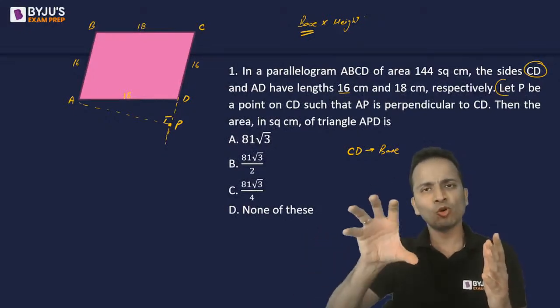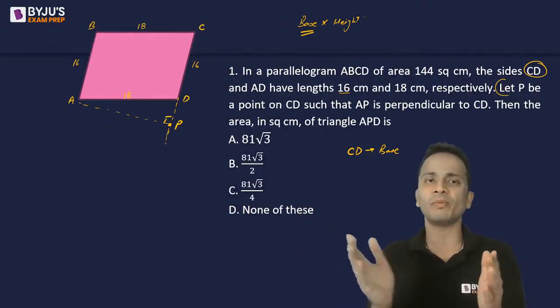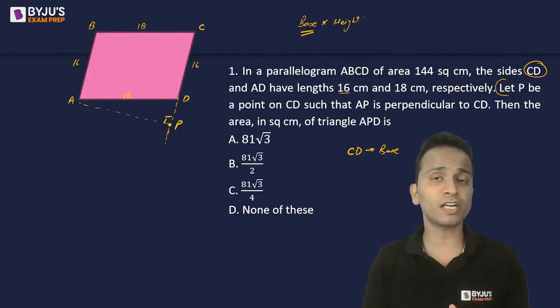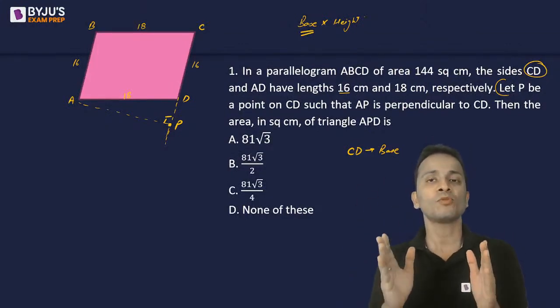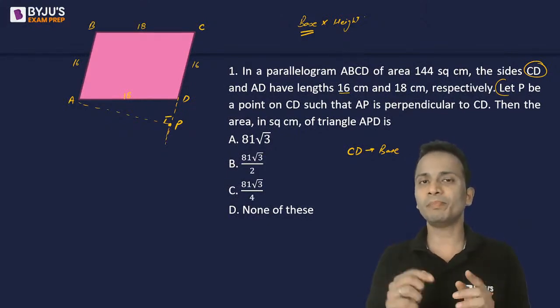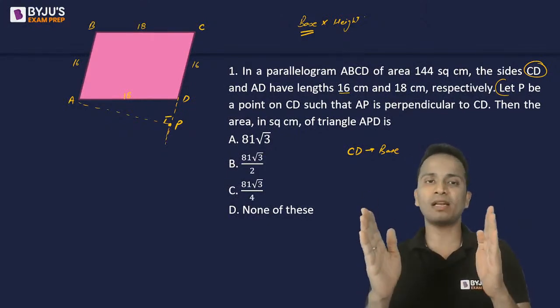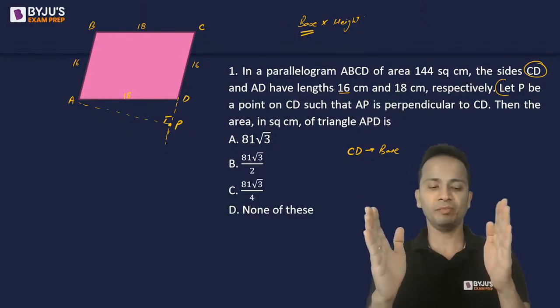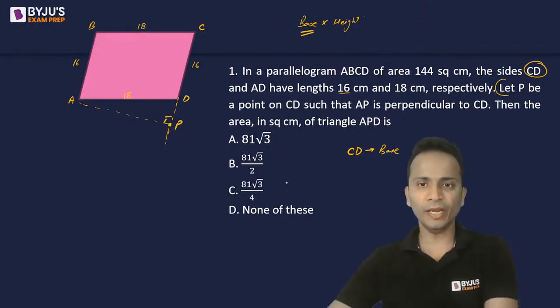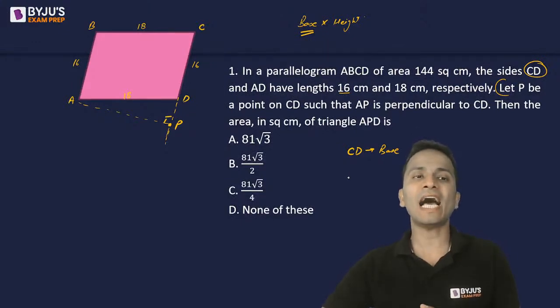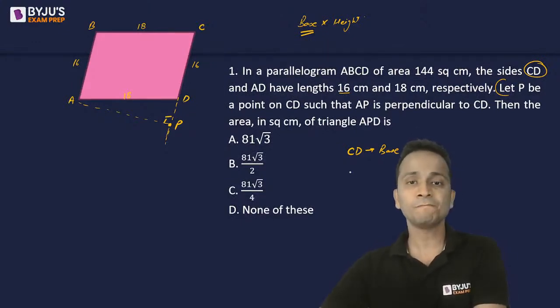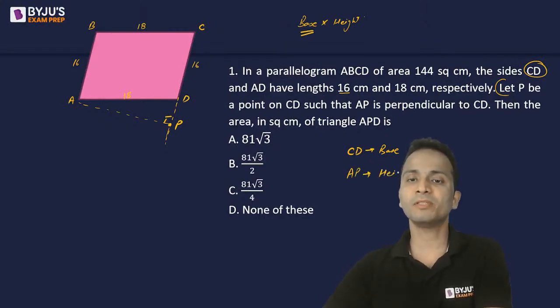Rotate this parallelogram and make CD horizontal, so that it will be easier to observe. Okay, so if I consider CD as the base, then the height will be the perpendicular distance between these two parallel sides, CD and AB. Be careful with this. If CD is the base, then the perpendicular distance between CD and AB will be the height. The perpendicular distance here is AP, so this will become the height.